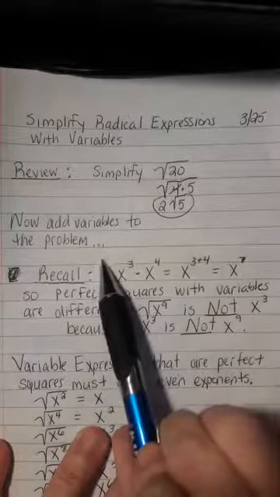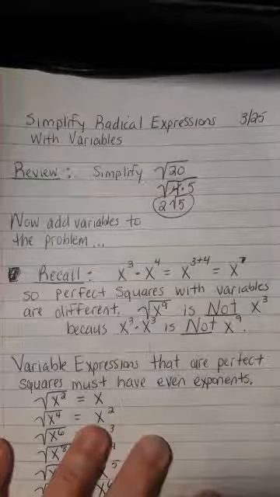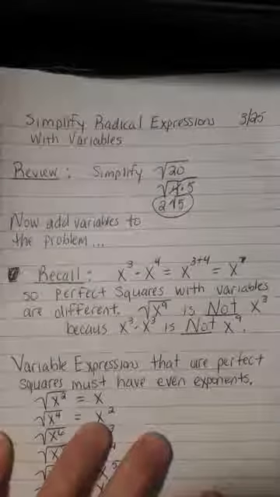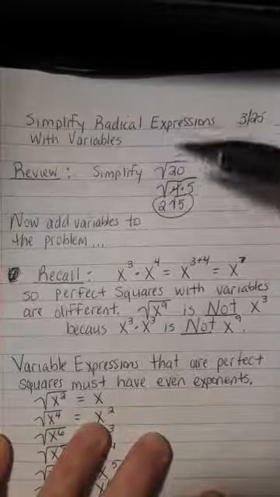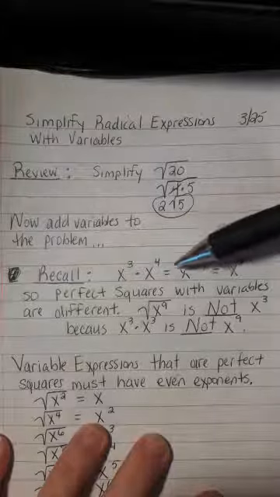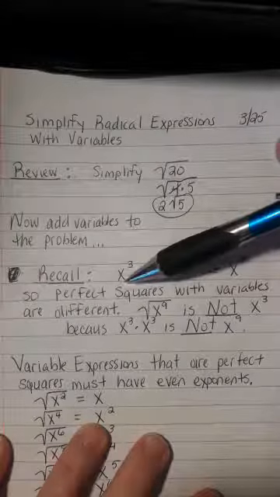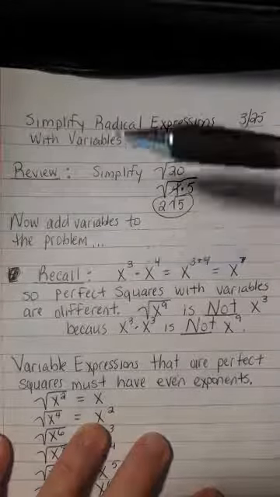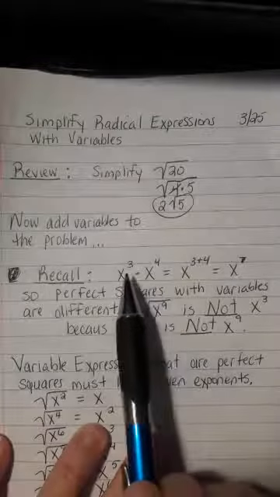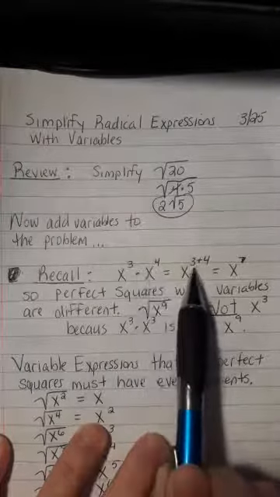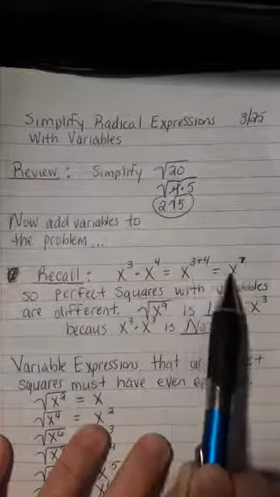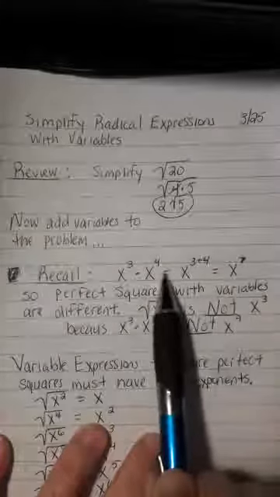Now we're going to add variables to the problem. Before we add variables to this kind of problem, let's go back and review for a minute and recall what happens when you multiply variable expressions with exponents. When you multiply something like x to the third times x to the fourth, remember you add your exponents, 3 plus 4, and you get x to the 7th. You're going to need to remember that whenever we're doing these problems.